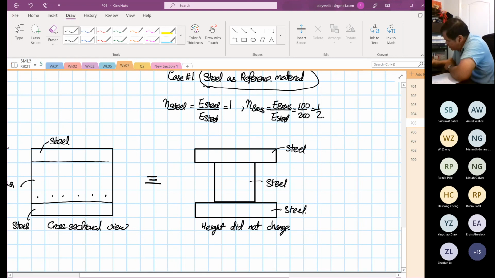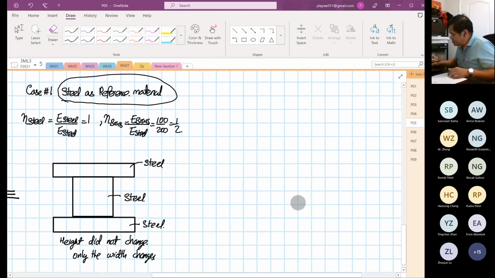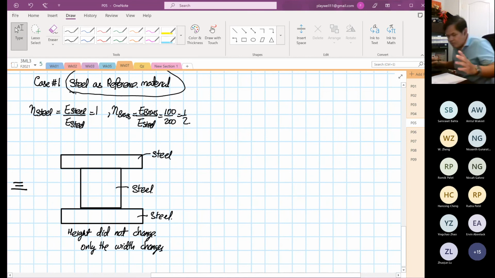Only the width changes. You can see that now. And then I'll do another case.